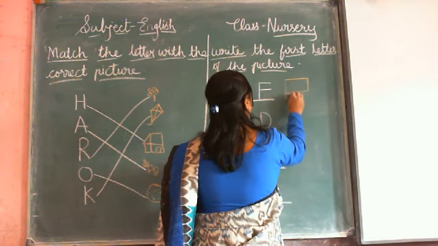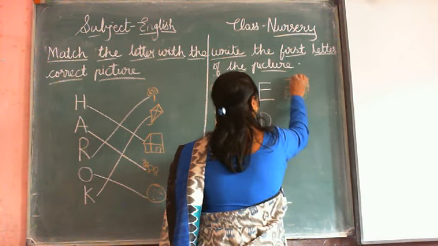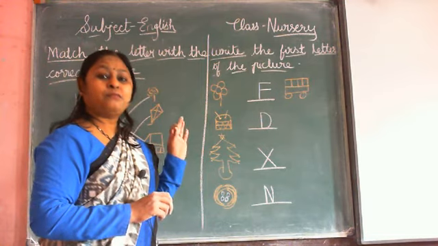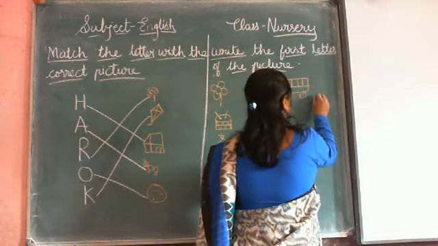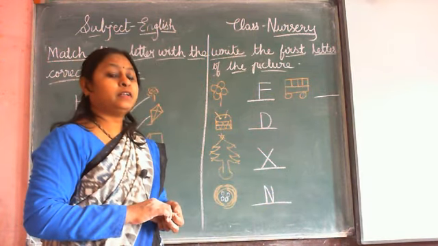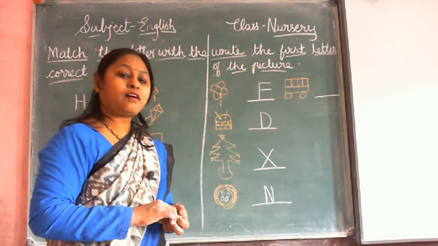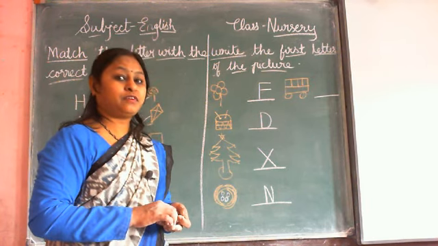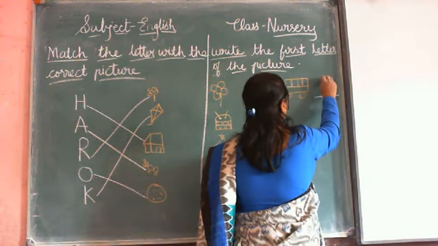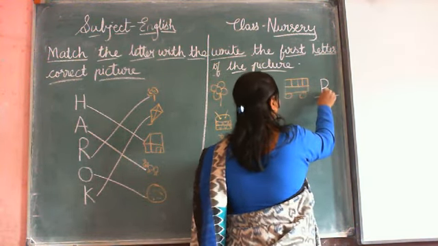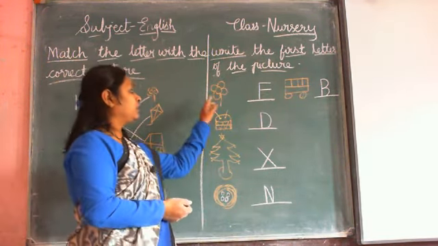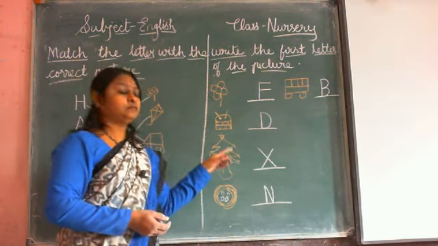Now tell me, which picture is this? This is a picture of bus. So, B for bus. How you will write B? Standing line, half curve and half curve. So, which letter is this? B. Now again we will revise this.